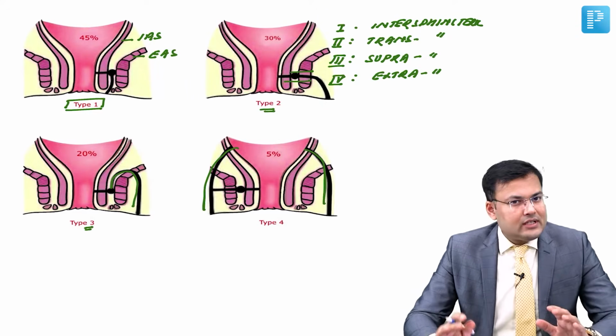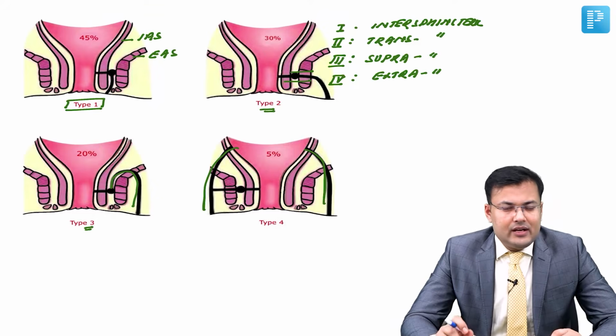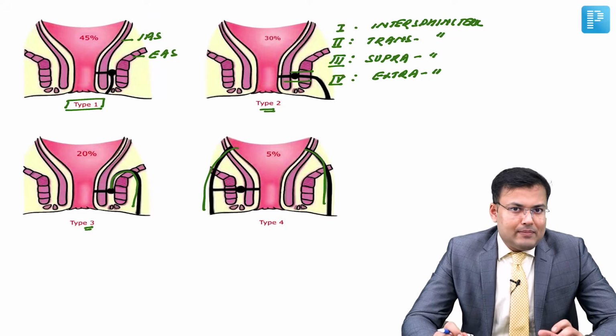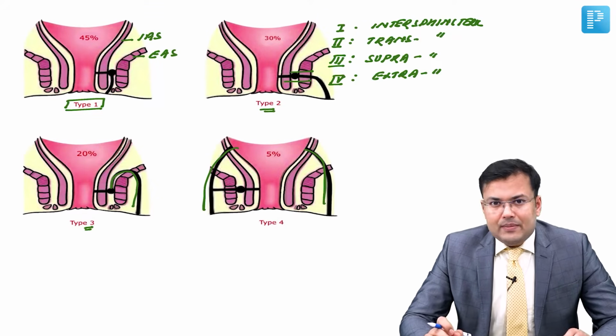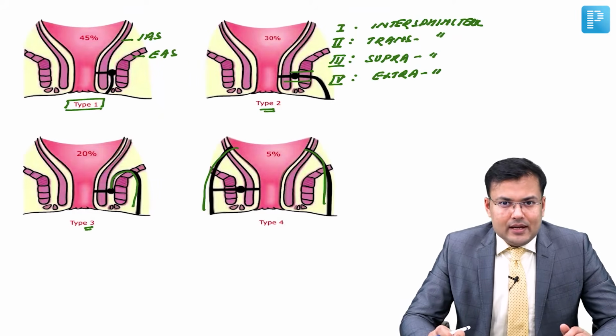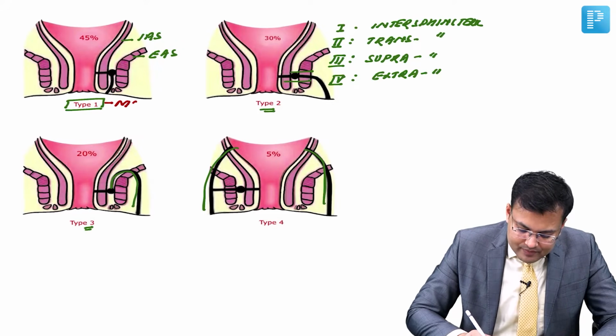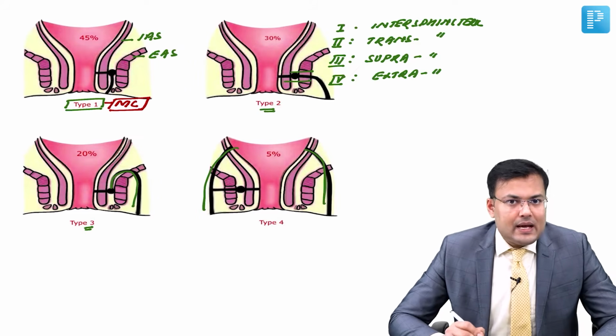Okay, we discussed many times that generally in surgery, if the classification starts from 1, 2, 3, 4, 5, what is the most common type? Type 1. And if it starts from A, B, C, D, E, what is the most common type? Type A. So here, what is the most common type? It's type 1. So the most common type is type 1.